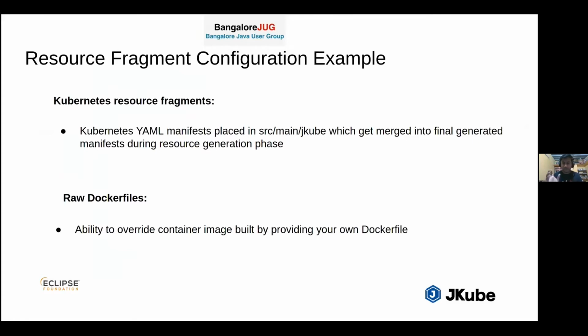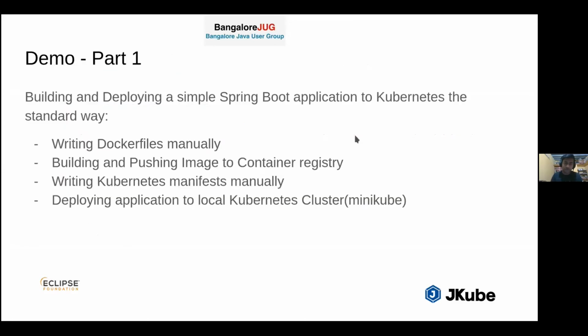Okay, so I just showed you how with resource fragments you can provide your own YAML manifests, which would be picked up by the plugin and applied directly, or if they are partial, they will be merged into the final generated manifests. We also have the raw Dockerfile mode, in which you just place the Dockerfile in the project root directory, and JKube is going to build a Docker image for you according to that Dockerfile.